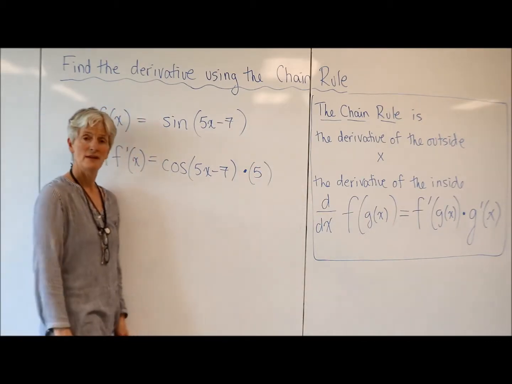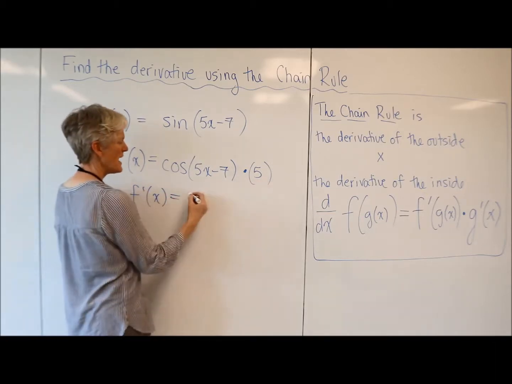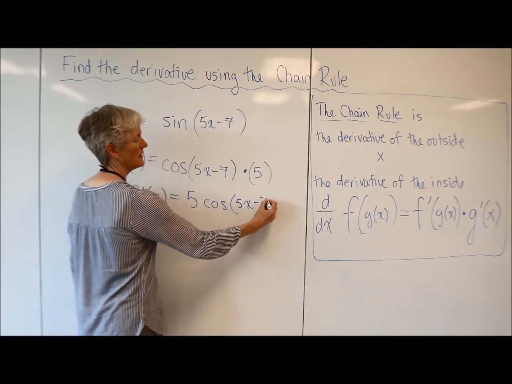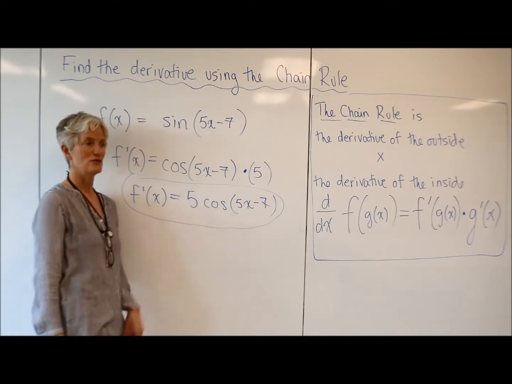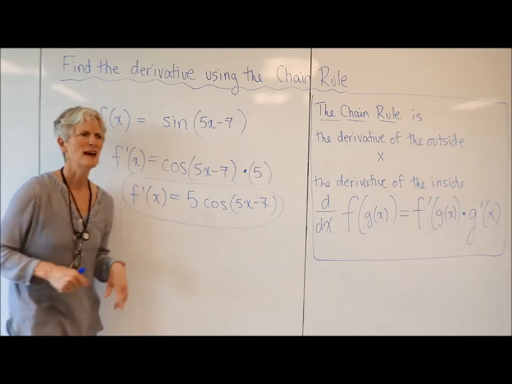There's my derivative. Now, usually I would clean this up. That 5 is usually something that we would write as a coefficient. So this would be kind of the standard way to write that derivative. Isn't this kind of fun? Let's do an exponential function.